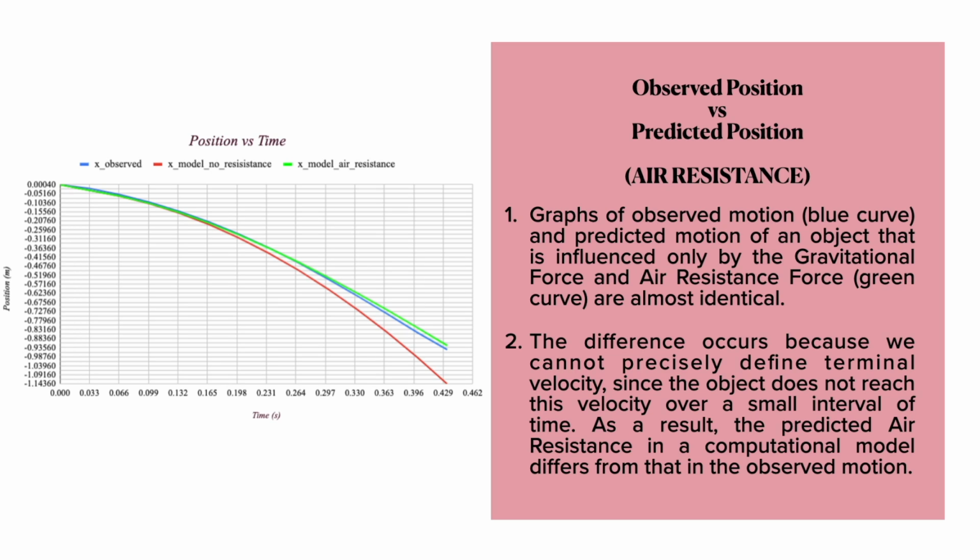Graphs of observed motion, blue curve, and predicted motion of an object that is influenced by the gravitational force and air resistance force, green curve, are almost identical. The difference occurs because we cannot precisely define terminal velocity, since the object doesn't reach the velocity over a small interval of time. As a result, the predicted air resistance in a computational model differs from that in an observed motion.